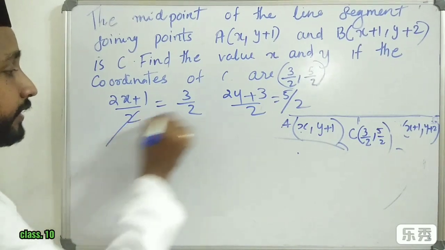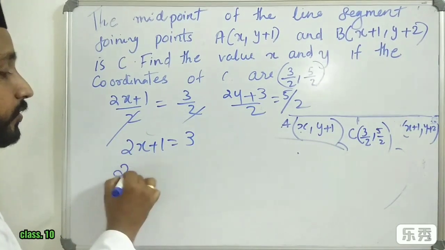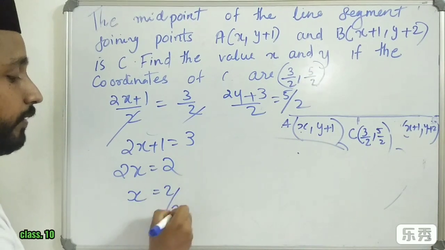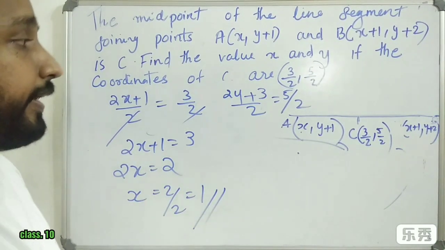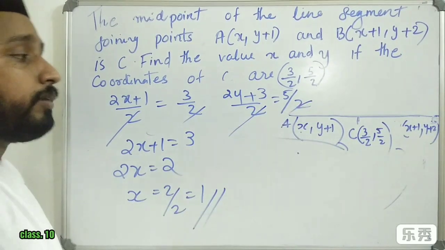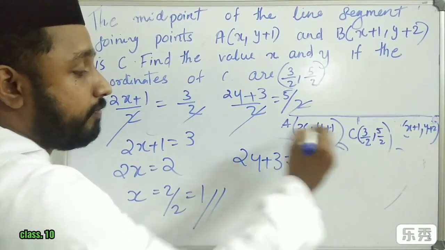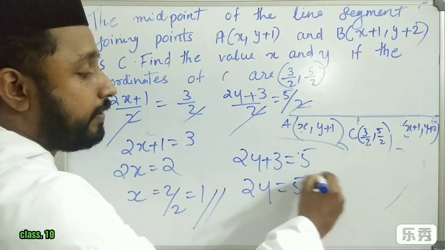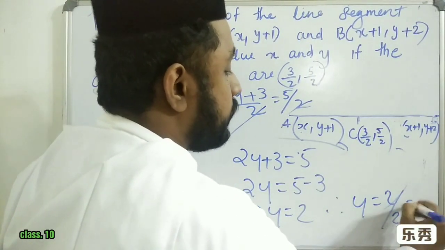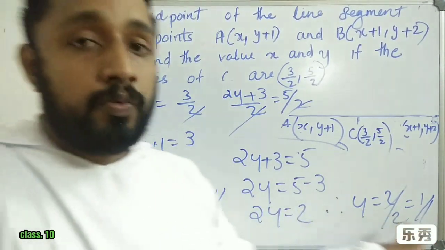Which means we can cancel the 2 and 2. 2x plus 1 is equal to 3. 2x is equal to 3 minus 1, that is 2. x is equal to 2 by 2, which is equal to 1. Here 2y plus 3 by 2 is equal to 5 by 2. We can cancel this 2 and this 2. Then 2y plus 3 is equal to 5. 2y is equal to 5 minus 3. 2y is equal to 2. Therefore, y is equal to 2 by 2, which is equal to 1. So we have x is equal to 1 and y is equal to 1.